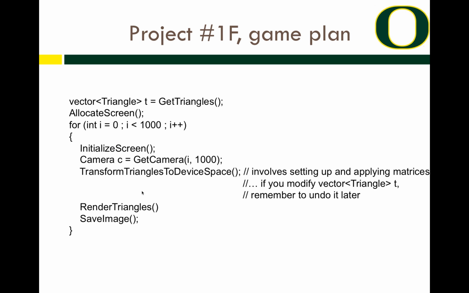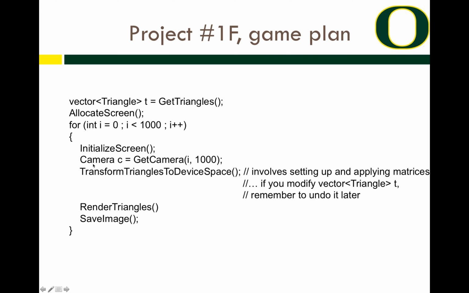So here's the game plan and code. This is the same get triangles routine that we've been using, an allocate screen, which sets up the screen, a for loop over the 1,000 cameras. This is very important. Initialize the screen, because you don't want it to be that you deposit into the screen object and then you re-render into the same screen object for the second render and so on, and you've got old colors and old Z buffers in there. You need to clear out the black and set the Z values each and every render.